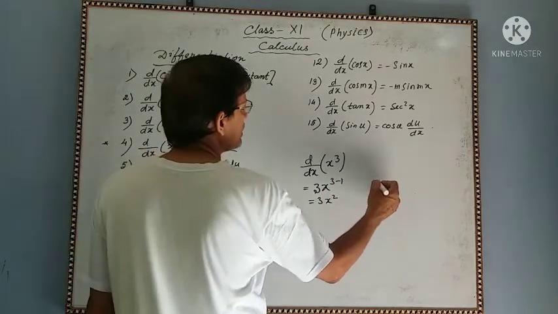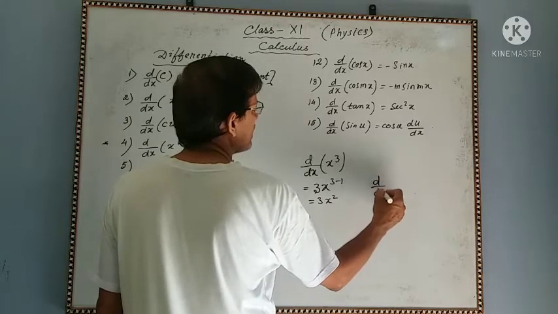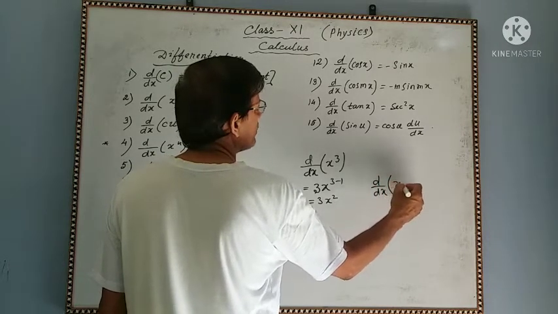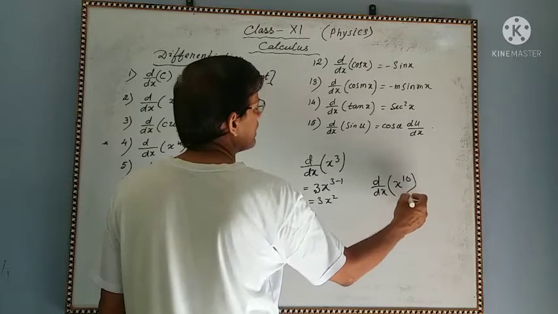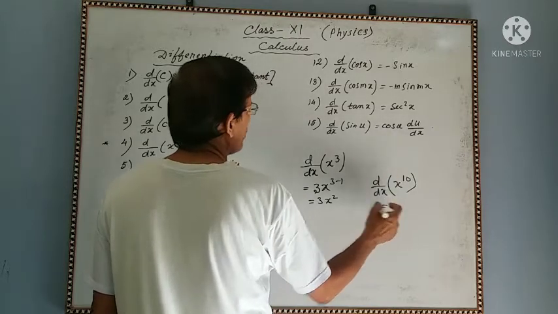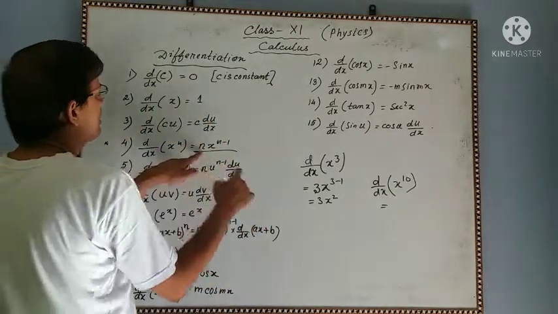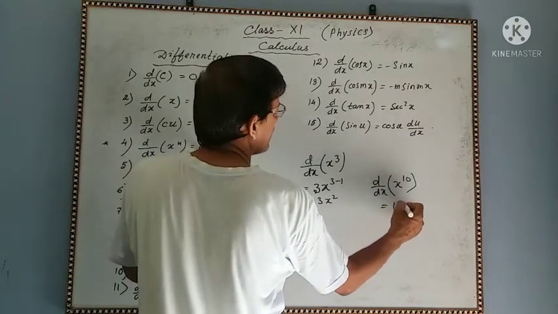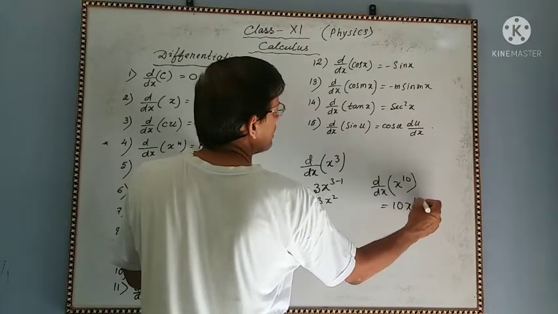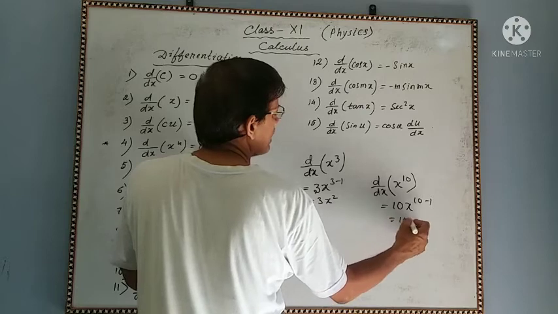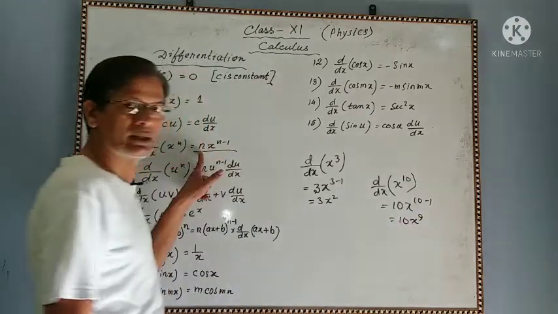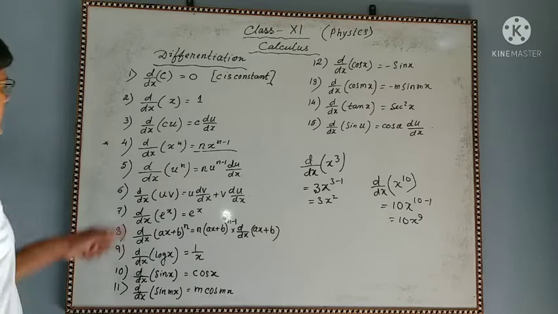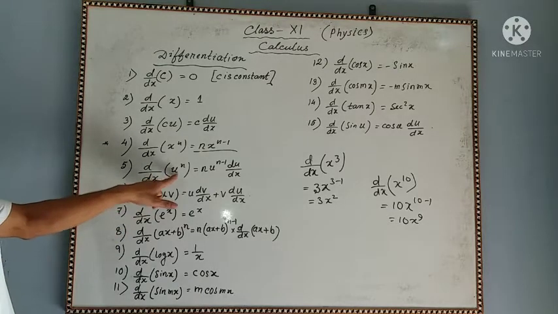Another one you see, d by dx of x to the power 10. By this formula, first the power will come, so 10, then the power of x will decrease by 1. So 10x to the power 9. Clear?